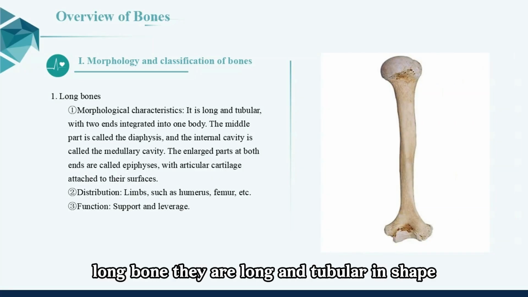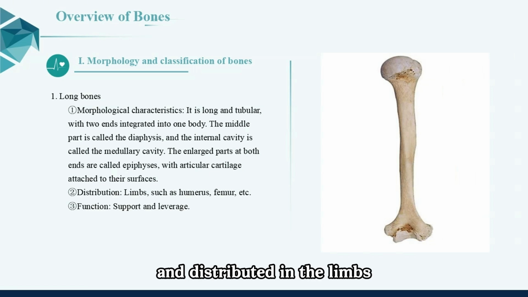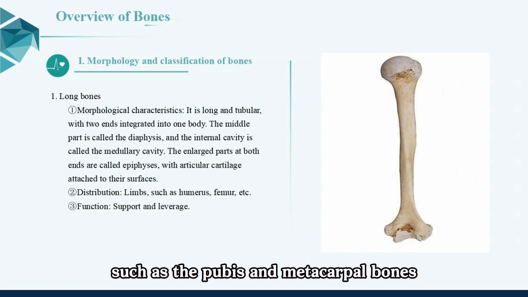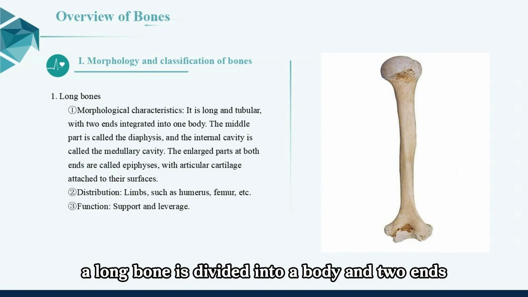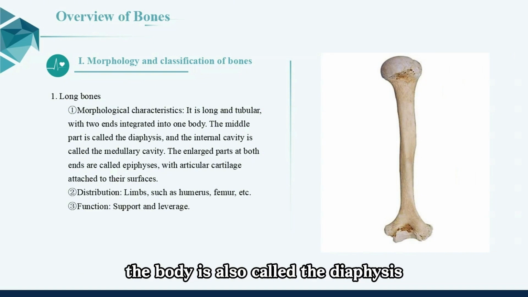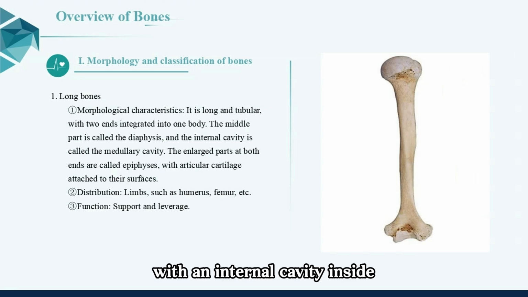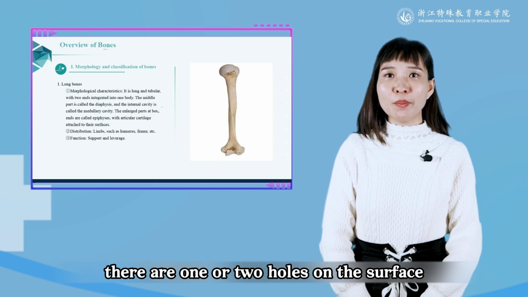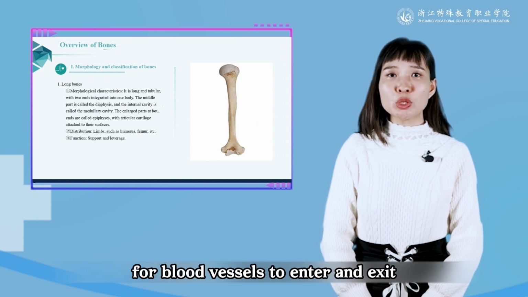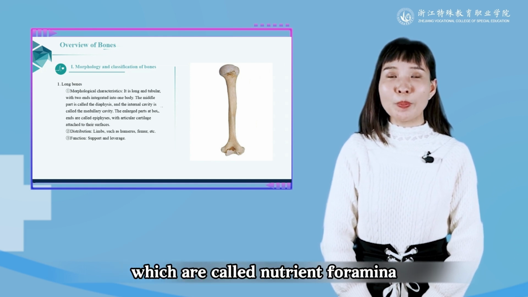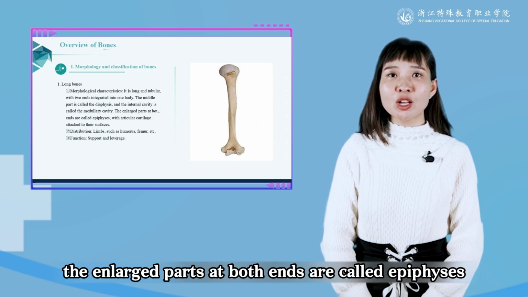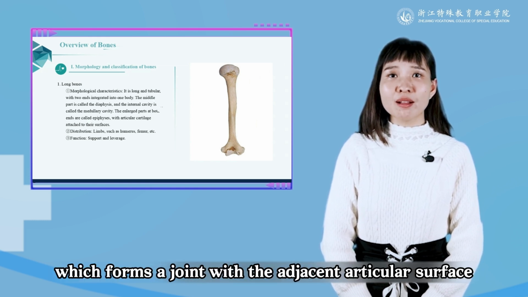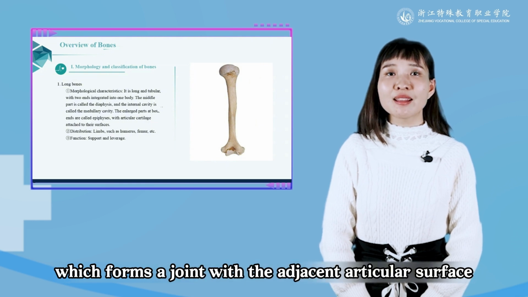1. Long bones. They are long and tubular in shape and distributed in the limbs, such as the pubis and metacarpal bones. A long bone is divided into a body and 2 ends. The body is also called the diaphysis, with an internal cavity inside, which is called the medullary cavity and holds bone marrow. There are 1 or 2 holes on the surface for blood vessels to enter and exit, which are called nutrient foramina. The enlarged parts at both ends are called epiphyses, with a smooth articular surface, which forms a joint with the adjacent articular surface.